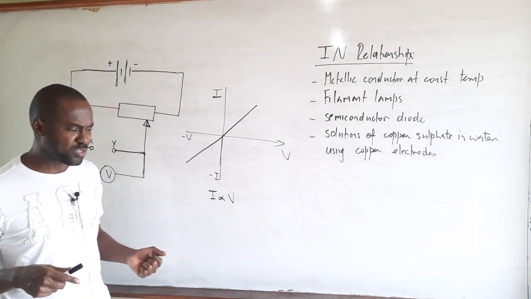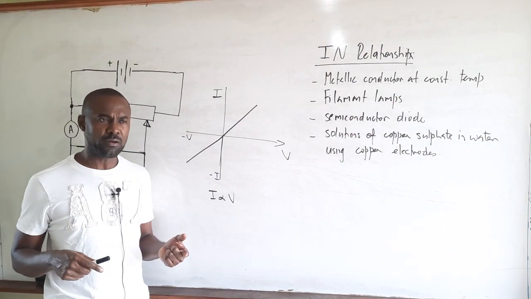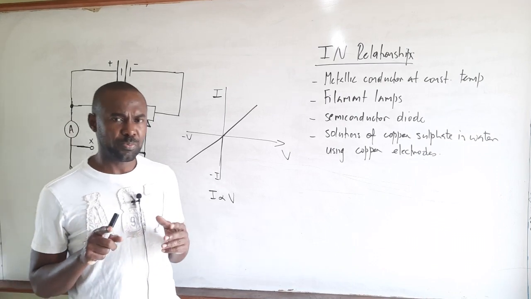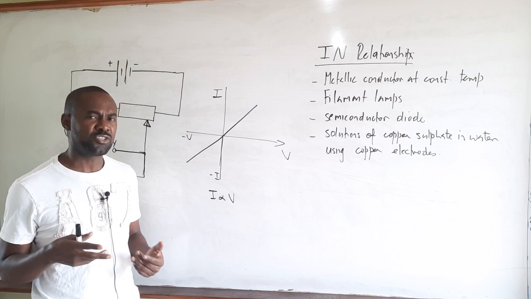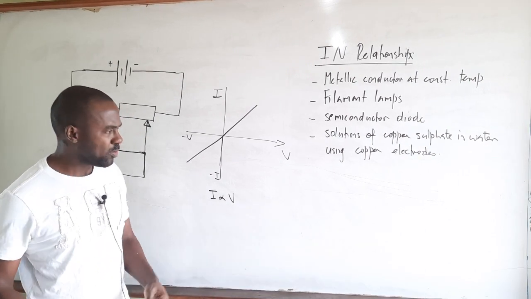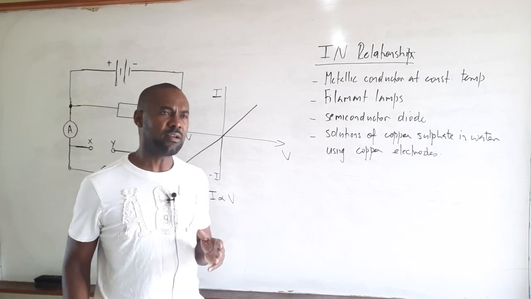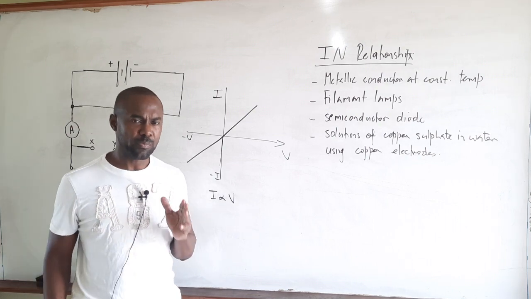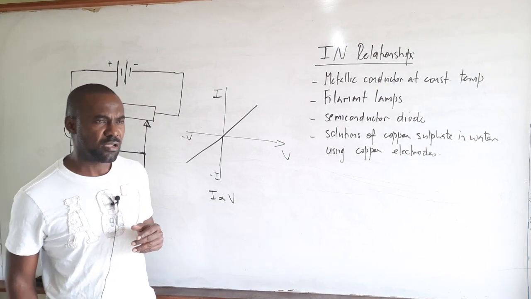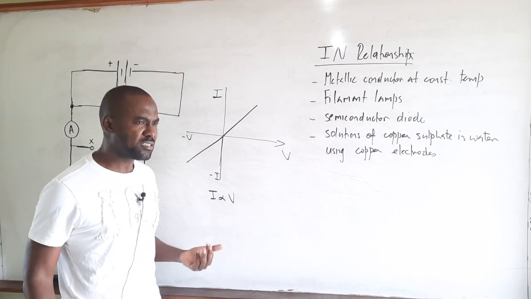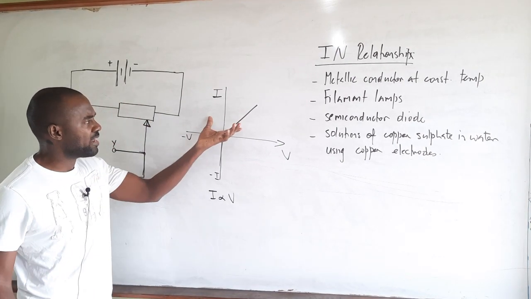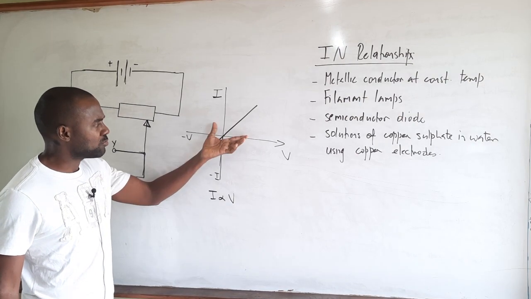Now according to Ohm's law, the current through a metallic conductor is directly proportional to the potential difference across it, provided that temperature and other physical conditions remain constant, right? So once again, according to Ohm's law, the current through a metallic conductor is directly proportional to the potential difference across it, provided that temperature and other physical conditions remain constant. And this can be summed up based on this straight line relationship passing through the origin.